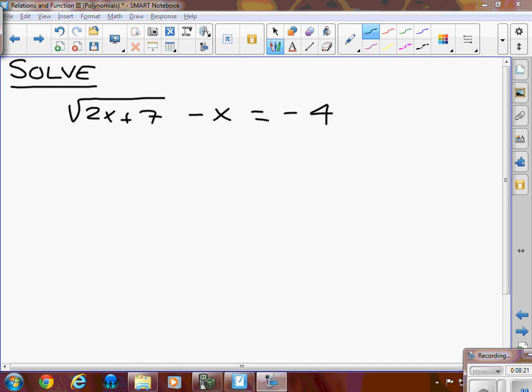All right, here's the next example. Solve the square root of 2x plus 7 minus x equals negative 4. I'm going to give you guys a few minutes to try to solve this on your lonesome using the same steps. It's a little bit different because when you move things to the right side, you're going to see something pop up. So give it a shot, and we'll come back and look.